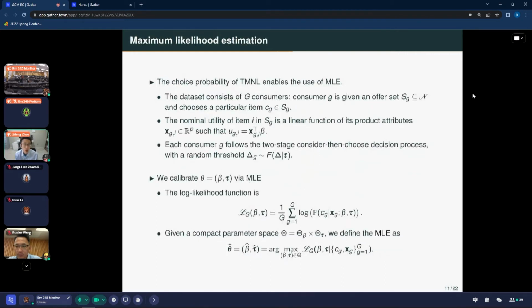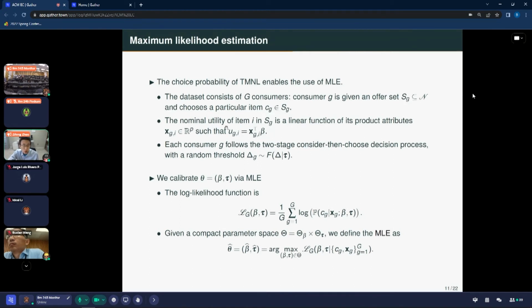Now, since the choice probability of the TMNL model is much nicer and almost everywhere differentiable, we can actually use MLE to estimate this thresholding effect and to empirically verify whether there is actually a thresholding effect in practice or not. The MLE follows the standard procedure. We assume the data set consists of capital G consumers, and each consumer has an offer set SG, and they then choose an item called CG.